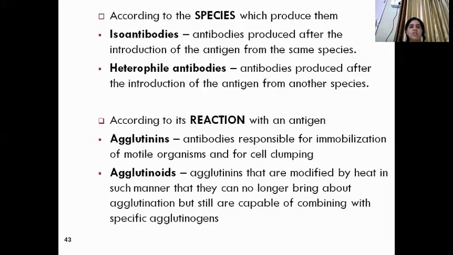Now, according to the species which produce them: isoantibodies and heterophile. Isoantibodies, as I told you, are produced from the same species, and heterophile means they have been produced from another species. Now, according to the reactions which are carried out: agglutinins are the antibodies responsible for immobilization of motile organisms and for cell clumping. And agglutinoids are agglutinins that are modified by heat in such a manner that they no longer bring about agglutination. They combine, but they don't bring about the agglutination process.